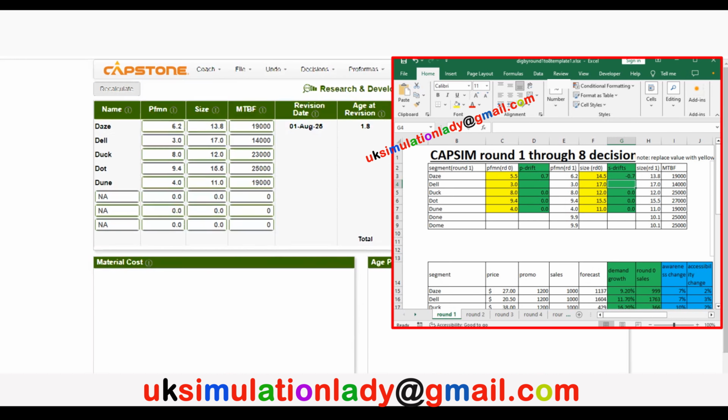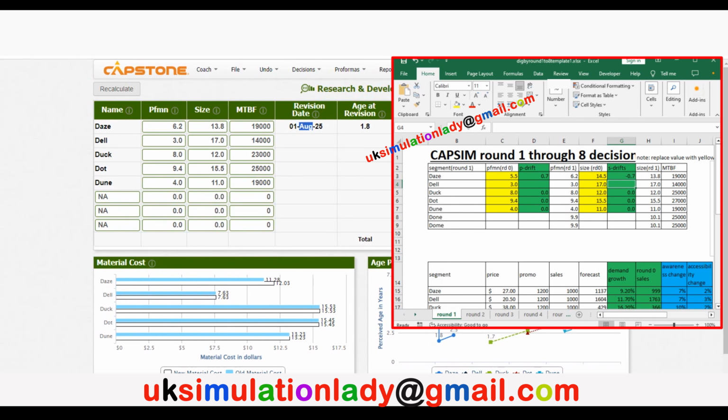You can also input the drifts, as well as the Capsim Round 0 performance and size coordinates, into our Capsim Excel spreadsheet to calculate the Capsim Round 1 performance and size coordinates. Using our Capsim Excel template will make this process much easier. Now, recalculate the numbers and update the spreadsheet accordingly. This will set up Daze to perform optimally in the traditional segment while aligning with our broad differentiation strategy.